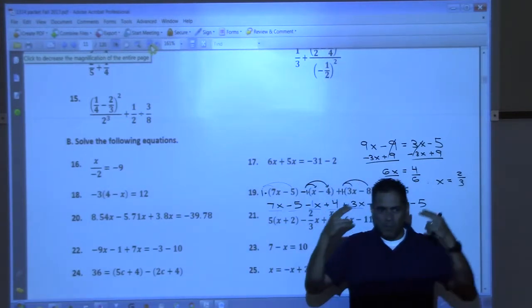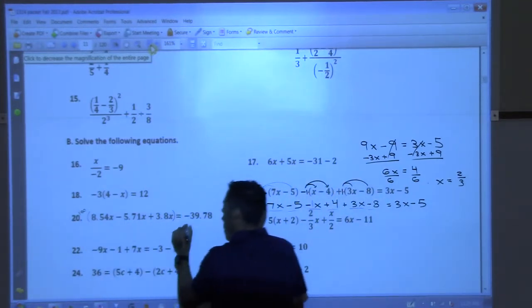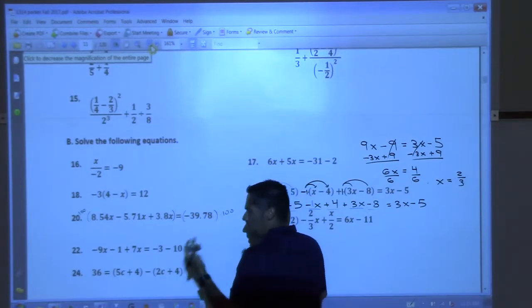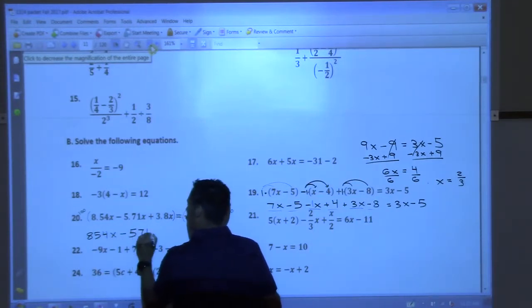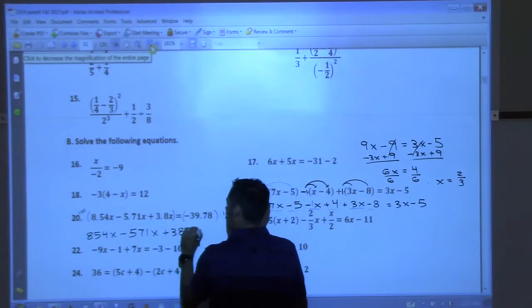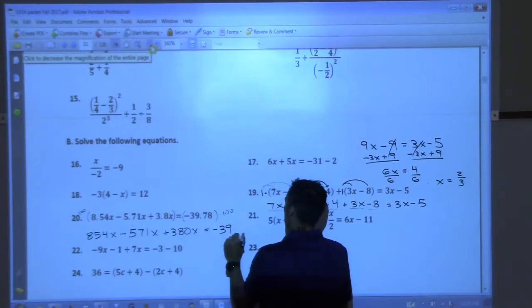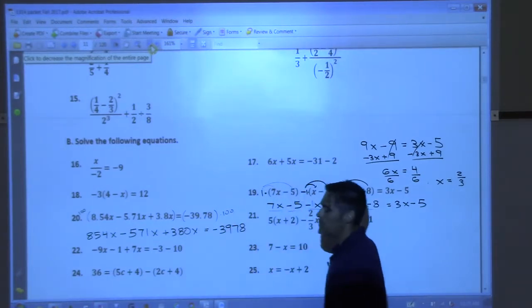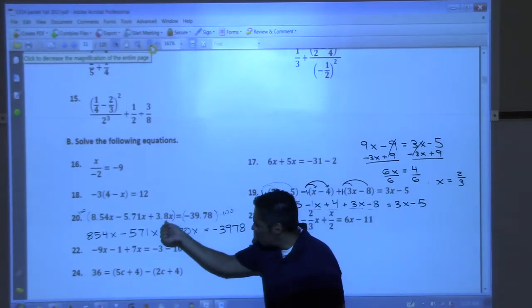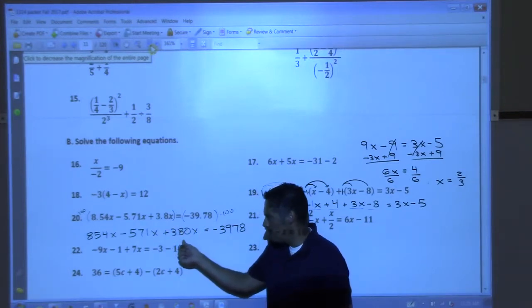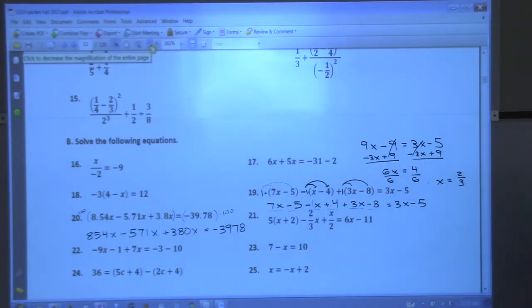So essentially, I could almost do like a mental calculation here. This is actually what I'm doing. I'm taking the whole left side, multiplying by 100, take the whole right side, multiply it by 100. The effect of that is to get a new equation, 854x minus 571x plus 380x equals negative 3,978. You see? The tricky part there, just make sure that would become a 380, not a 38, right? And now you can kind of work with those maybe without a calculator, and it's just so you know, okay?